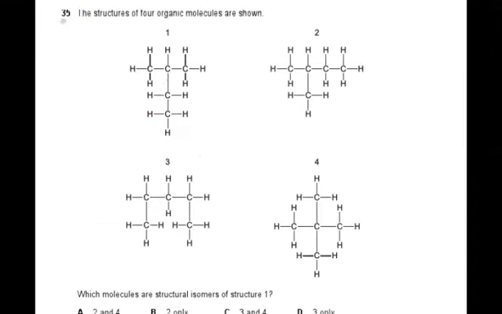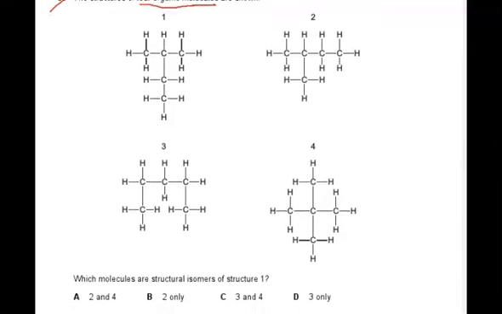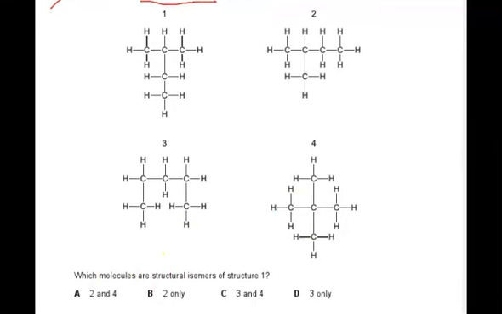Okay, we move on. Number 35, the structures of four organic molecules are shown. Alright, so let me scroll down a little bit. So here we have four options. Which molecule is a structural isomer of structure 1? So here in structure 1, we have 1, 2, 3, 4, 5 carbons. We have 5 carbons, and everything else is 5 carbons.